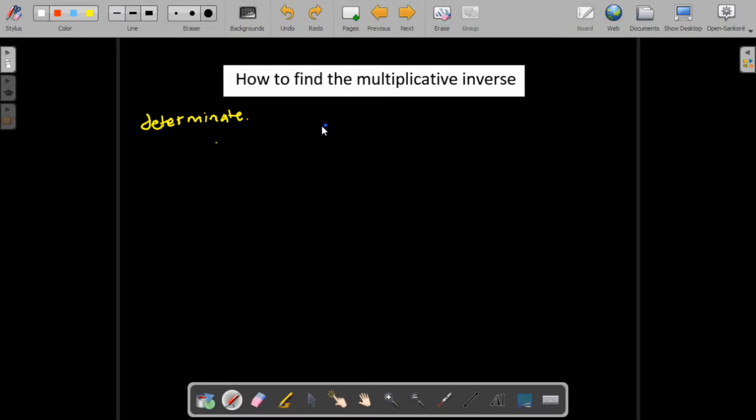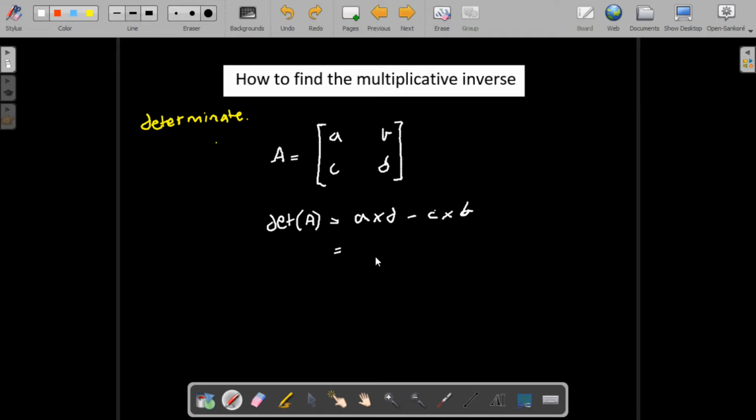So if I have matrix A, and I've got elements in the matrix a, b, c, and d, to work out what my determinant is, this is how I write determinant. Instead of having to write it out all the time, it's just det. Det of A means the determinant of A is equal to the element a times the element d, and we're taking away element c times element b. So it's ad minus bc. And we work out that.